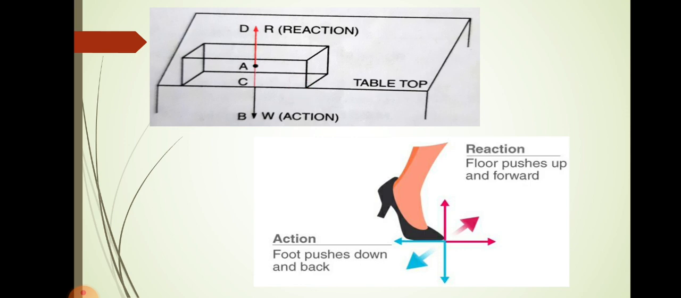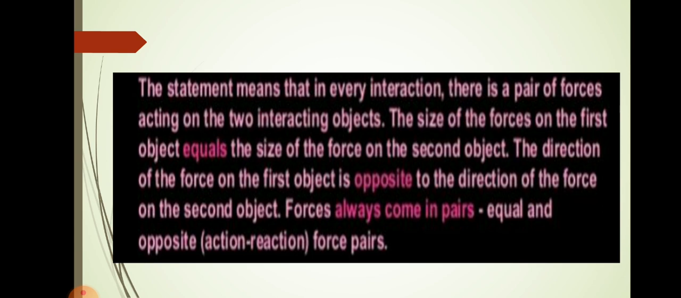Okay, the forces which are equal in magnitude are acting in opposite direction when the two objects interact. So the action and reaction never act on the same body, but they always act simultaneously on two different bodies. That is, the forces are always present in pairs.